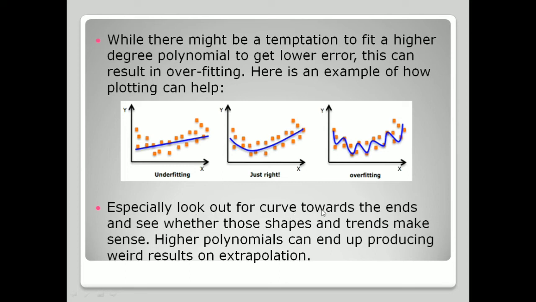Whereas if we look at the curve towards the end and see whether those shapes and trends make any sense, it may also cause underfitting, because here it is unable to decide the relationship. One point is here, another point is here. So it is not showing a proper linear relationship as well as a polynomial relationship. So it will cause underfitting among the data. Higher polynomials can end up producing weird results on extrapolation, so it is unable to understand the relationship among the variables.